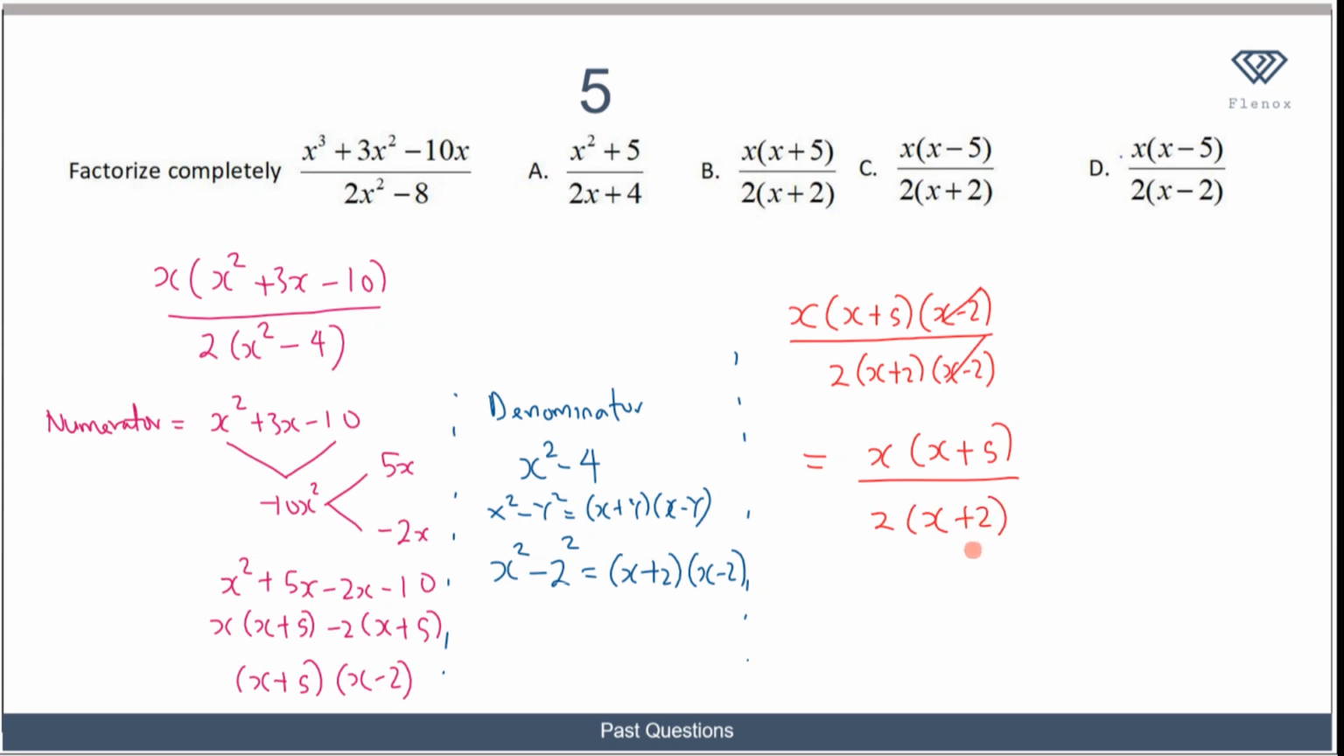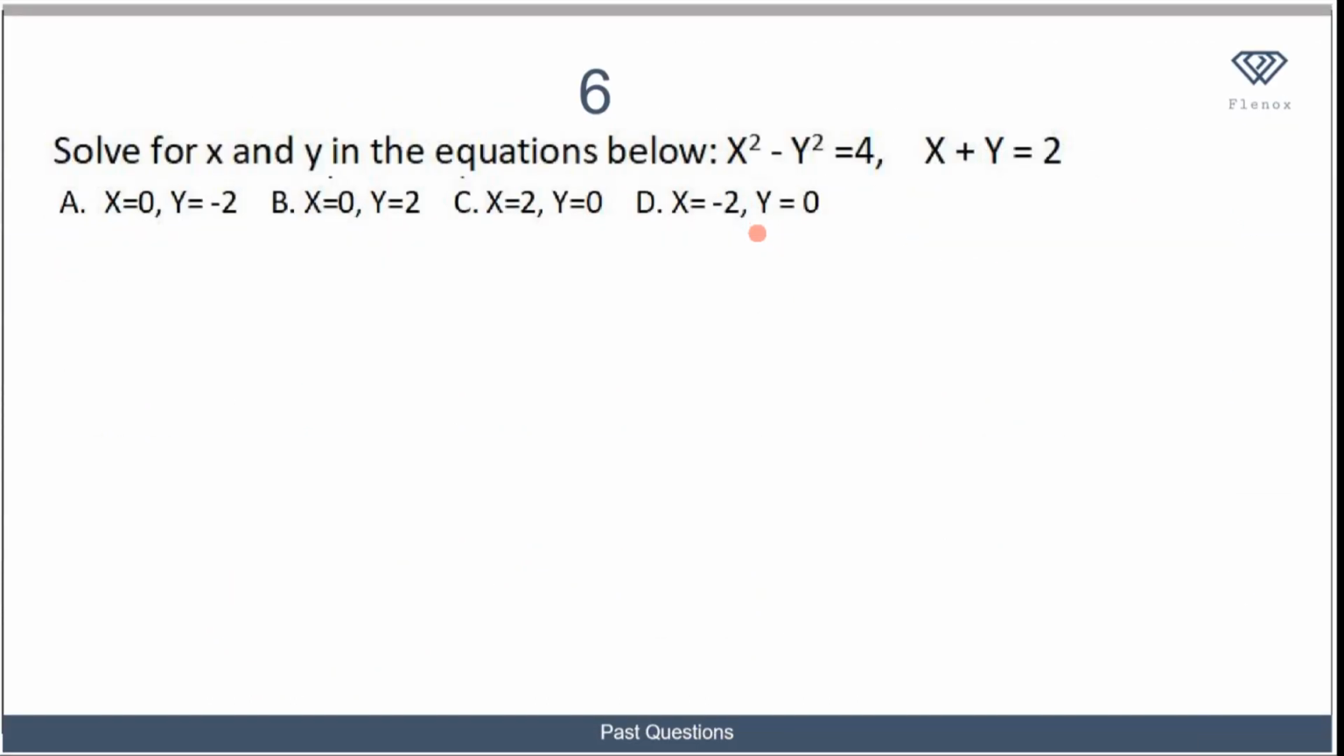So what option corresponds to this? As you can see, the correct answer is B. So B is the answer to this question. Now let's move on to the next question that we'll be attempting.